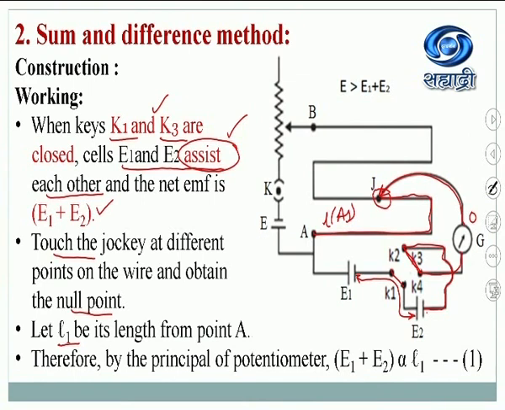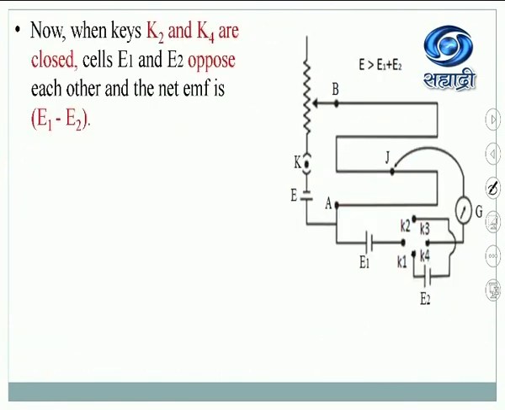Therefore, by the principle of potentiometer, what do we have? The total EMF in the circuit is E1 plus E2 and the balancing length is L1. So E1 plus E2 is proportional to L1. We got this equation number 1. Okay, next. Now, when K2 and K4 are closed.